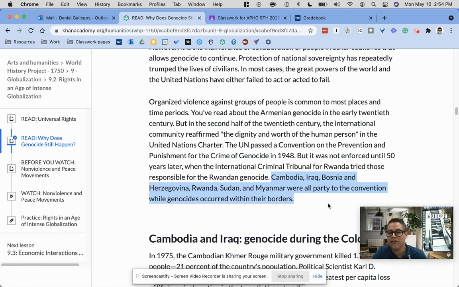Think about what they're telling you here. They're telling you that even though there's a law on the books, countries don't respect that law and still murder people within their boundaries, within their borders. So that's what this whole article is going to be about.